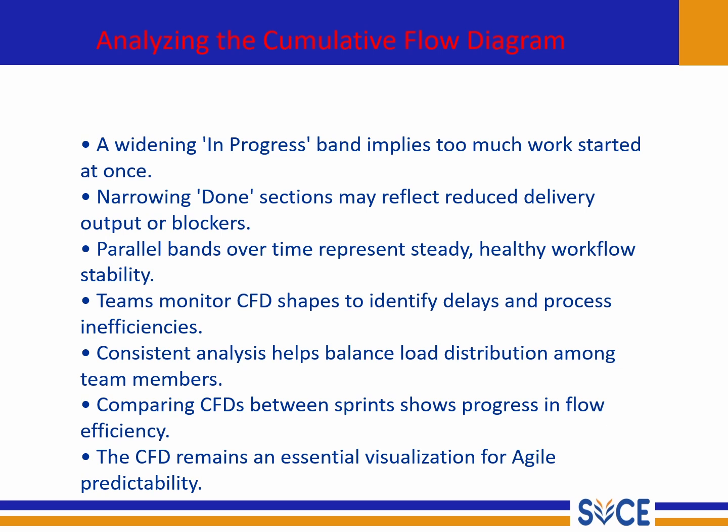new task. On the other hand, if the done section narrows or does not grow as expected, it tells us the delivery is slowing down, maybe because of blockers, review delays, or testing issues. When we see parallel, evenly spaced bands, that's the best case scenario. It shows a steady workflow. Tasks are moving smoothly from start to finish without bottlenecks.